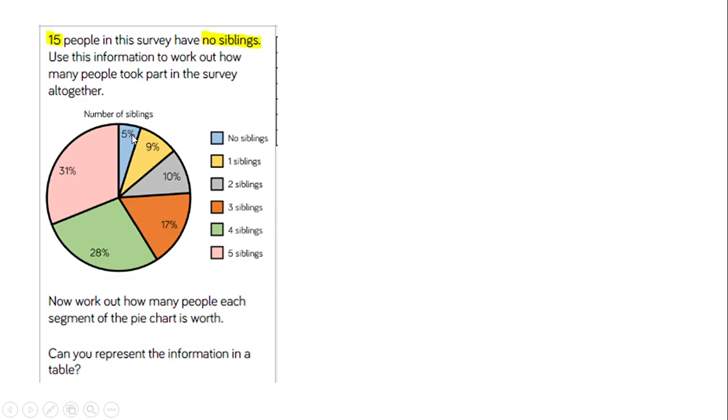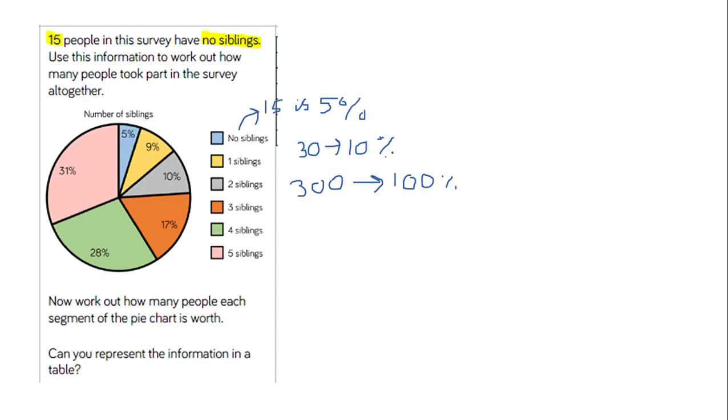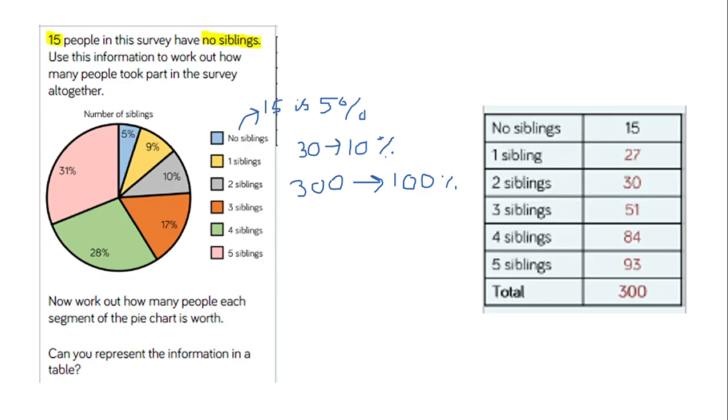So if I know that, then I know that double that would be 10%. And double 15 is 30, so 30 would be 10%. Then I could scale that up to make 100%. I could then see that if 30 is 10%, then 300 would be 100%. So 300 people took part in the survey. That's the whole pie chart. Now I know that, I can work out all of the individual sections of the pie chart. And the results in the table are, as you can see there.